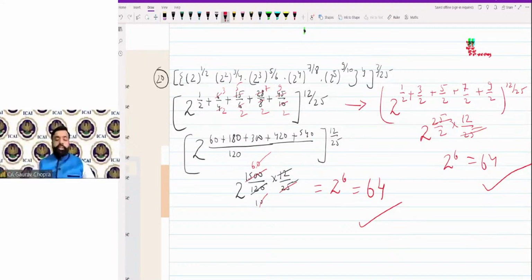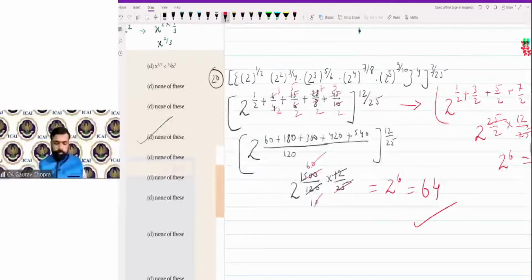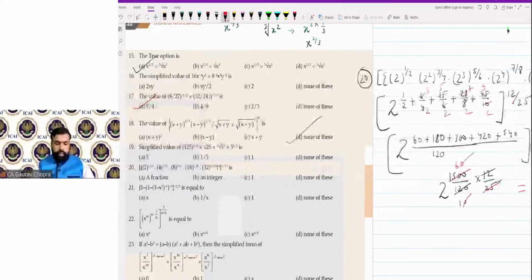So this is 64. Then Yash is saying option C in question number 18, there is a misprint. Yes. In question number 18, the answer might be wrongly given in the study material, but the correct option is D, none of these. Okay. This was 20.